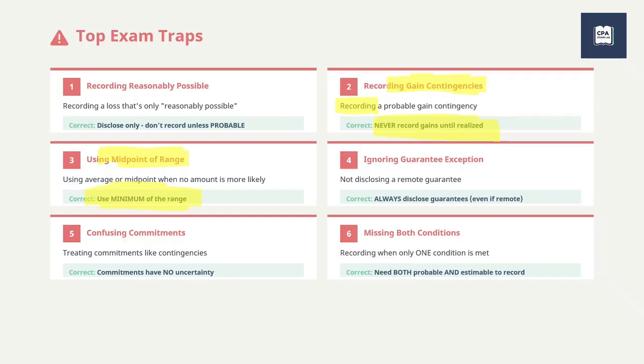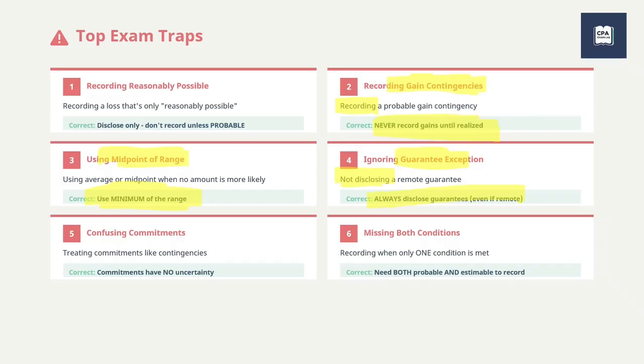If there's a guarantee, remember from the PRR rule, if something is remote, for example, we relax, we do not do anything. But whenever you see a guarantee, that cancels the remoteness of the situation. We always disclose. So always disclose guarantees, even if it's remote.